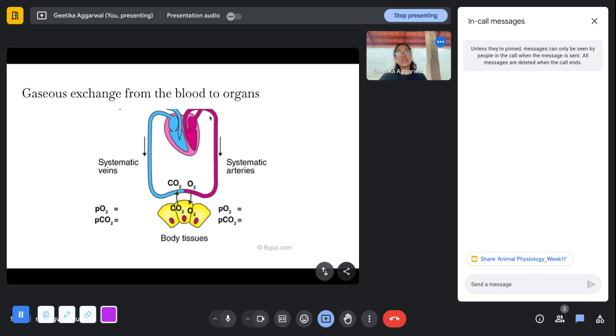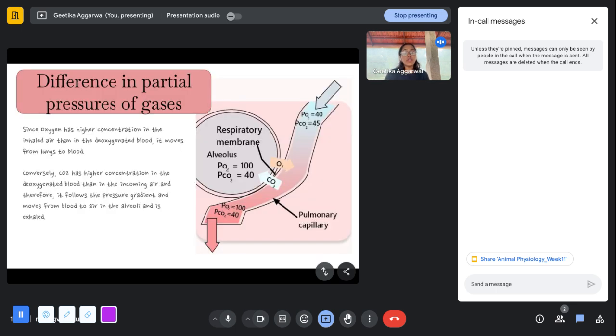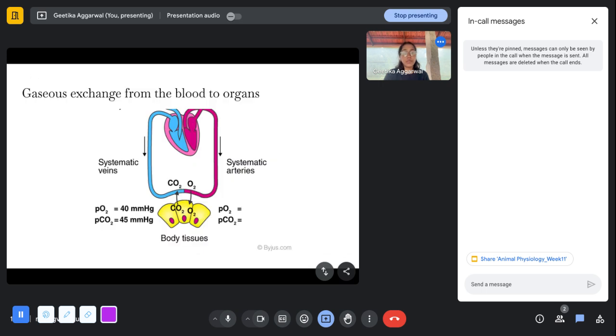And the gaseous exchange between the blood and the organs basically follows a similar pathway. Now we see that the partial pressure of oxygen in the blood, as we saw here, is 100 and the partial pressure of carbon dioxide is 40.